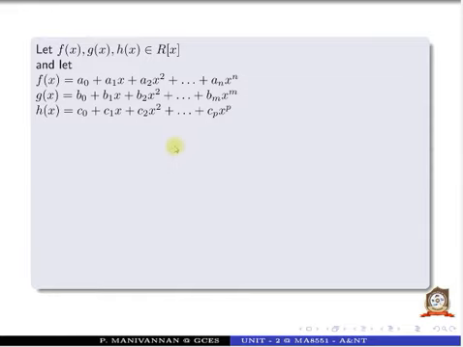Now we will move to the distributive laws. So we take three polynomials: f of x, g of x, h of x. f of x is a naught plus a1x plus up to an x power n. g of x is b naught plus b1x plus b2x squared plus etc. up to bm x power m. h of x is c naught plus c1x plus c2x squared plus etc. up to cp x power p.